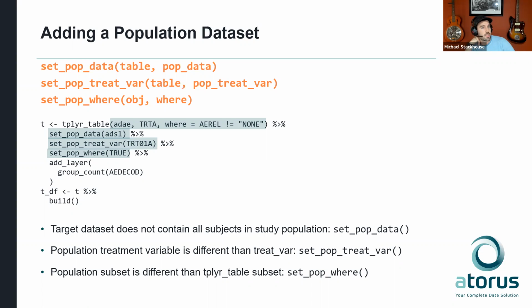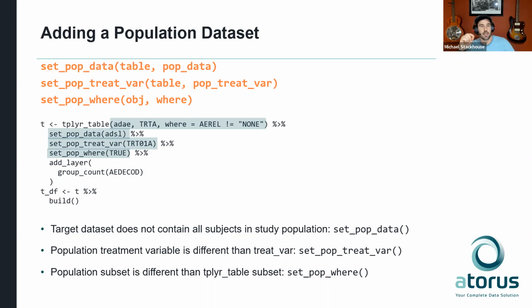So I see in the chat, you don't need to use all these functions together, only if it's relevant to your data. So if you declare a tplyr table and provide set pop data as ADSL, it will first assume that the treatment variable is the same as the target data set, but you use set pop treat var if your treatment variable is different than the target treatment variable. In this case, ADAE's treatment variable is different than what's available in ADSL, so we need to override that. If you don't need to override it, then you can just use set pop data.